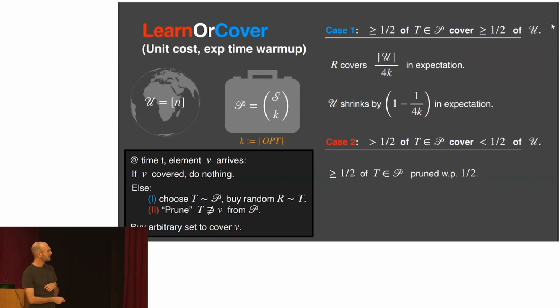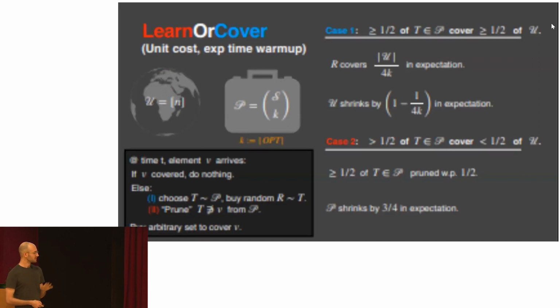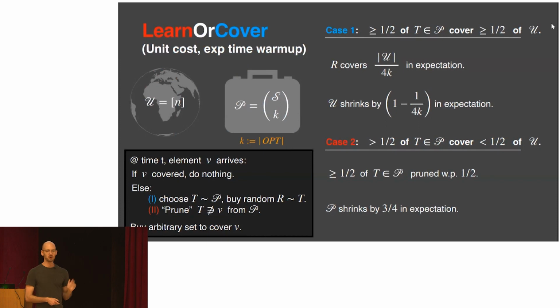Then I claim that I'm going to prune a lot of my portfolio in expectation. So most of my portfolio cover is missing most of these elements. If I draw a random element, it's going to make me throw out a lot of the portfolio. In particular, half of the T in P are pruned with probability 1/2. Did you stare at this for a sec? So this means that P is going to shrink by 3/4 multiplicatively in expectation.